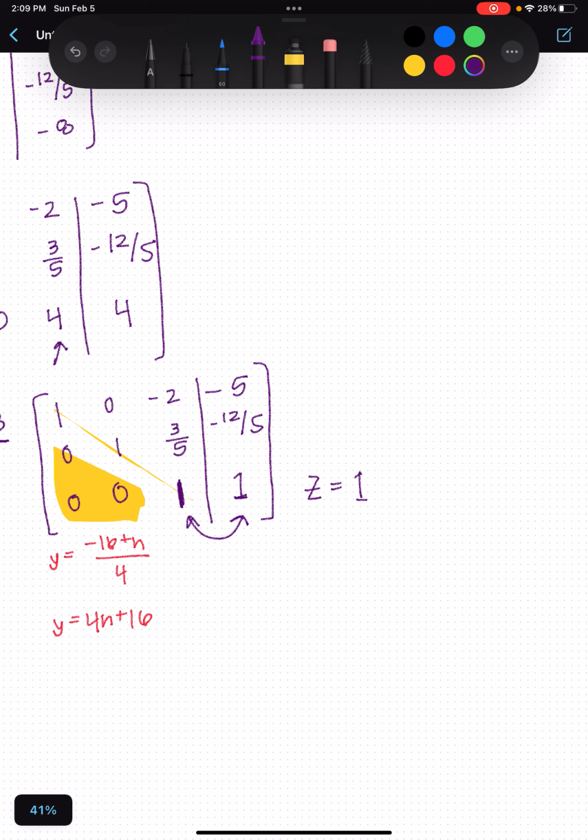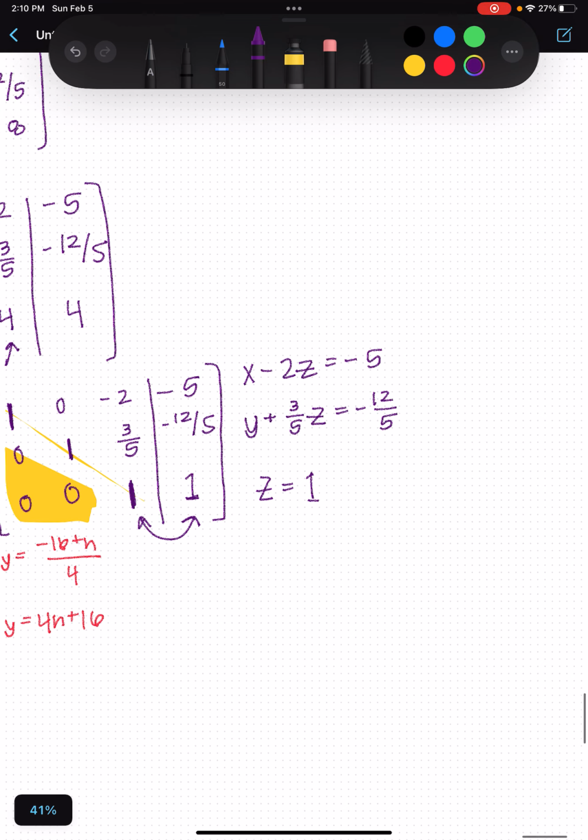Now, the second row says y, because that's this number 1 right here is your y, plus 3/5 z is equal to negative 12/5. Then the third row says x, which is this one right here, minus 2z is equal to negative 5.